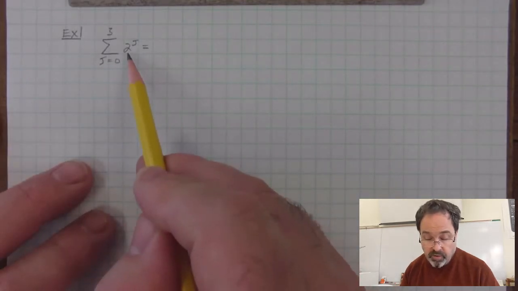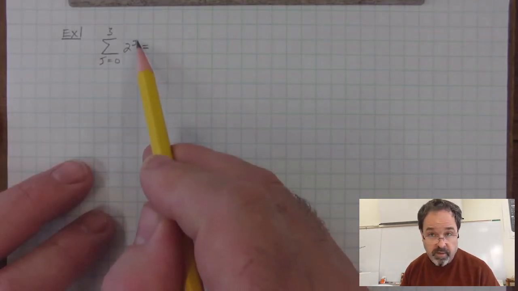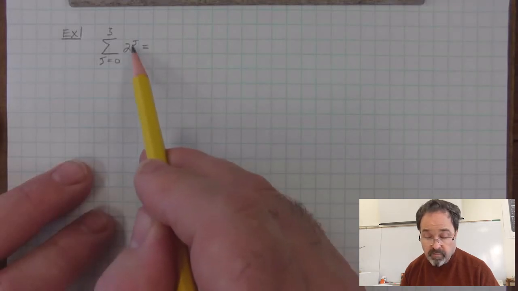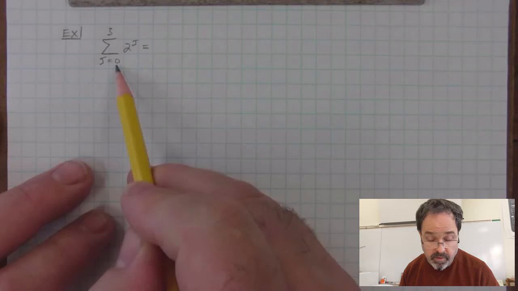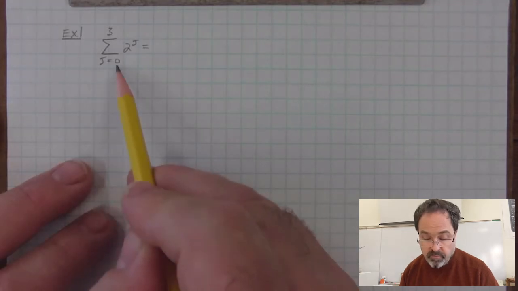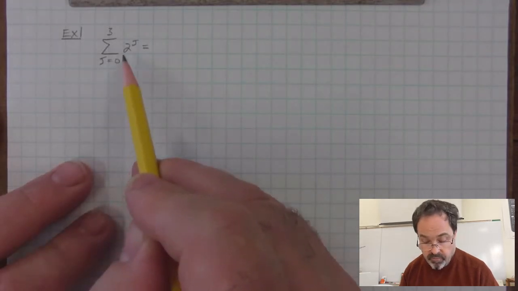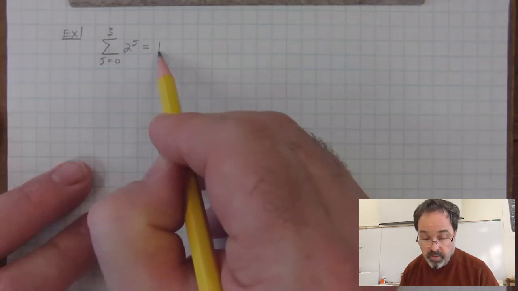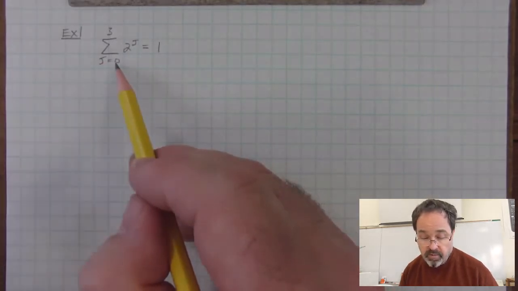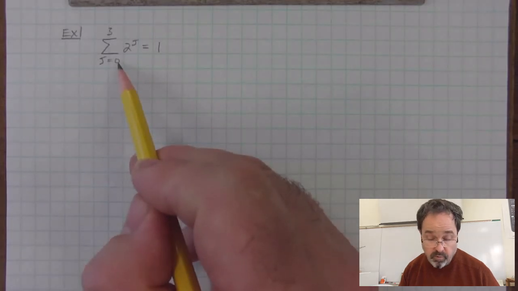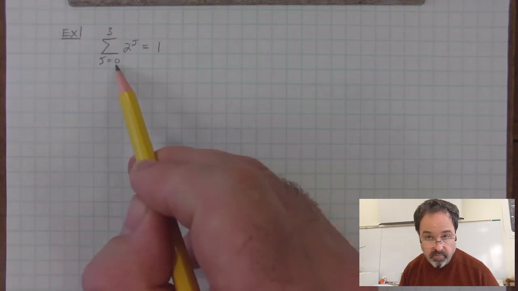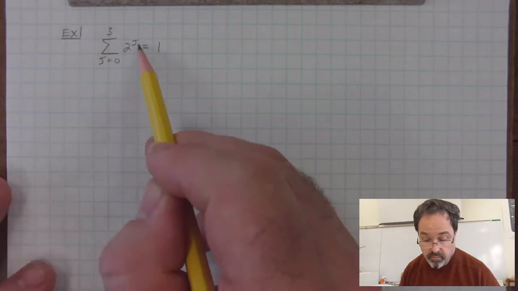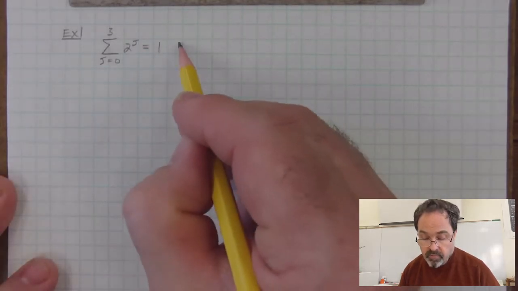We have the expression 2 to the j, and the first value that we're going to use for j is at the bottom of the sigma. J's first value is equal to 0. If we put 0 in for j, we get 2 to the 0, which is 1. The next value of j is going to be one integer greater than 0. The next value of j is 1. 2 to the 1 is 2.